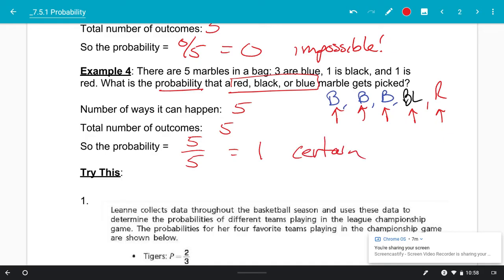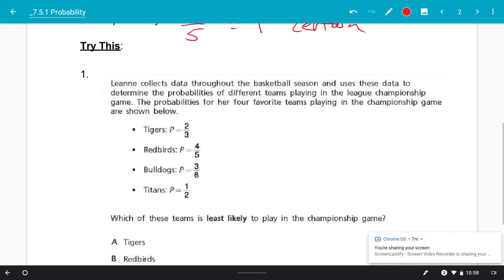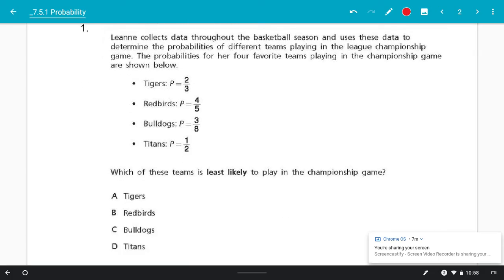So if I reach into this bag of 5 marbles with 3 blue, 1 black, and 1 red, it's impossible for me to pull out a green, but it is certain that when I reach in, I will pull out either a red, black, or blue marble from that bag.